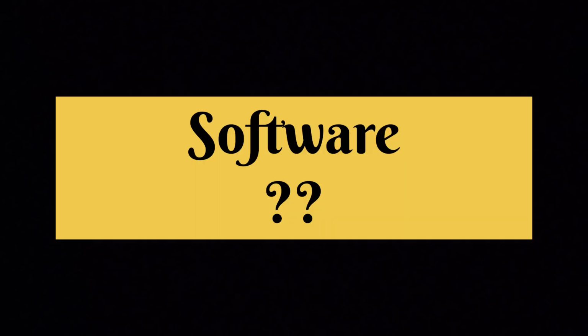So friends, before starting this video, let us know a little bit about what software is. Software is a collection of instructions, data or programs that tell a computer how to perform specific tasks or functions. It's a non-tangible component of a computer system that enables it to perform various operations, from running applications and games to managing hardware devices and data. Software can be categorized into system software and application software based on its purpose and functionality.